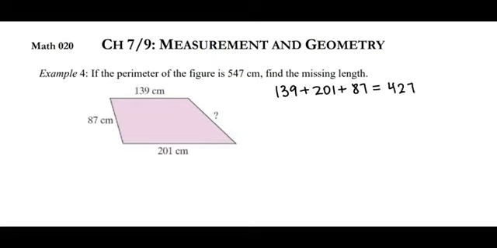So let me just double check. 139 plus 201 plus 87. 427. All right, so I have these 3 sides right here. 427. The total is 547. So to find the missing side, x equals 547, my perimeter, the total, subtract 427, and I will have 120.